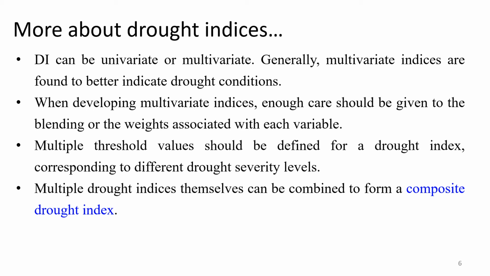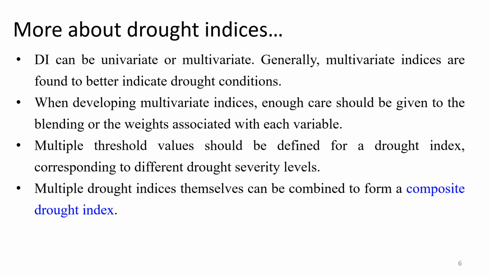So we need to have multiple thresholds corresponding to multiple drought severity levels, and say, okay, drought has worsened from this state to this state. We have to give more relief measures to the people, or drought has become a little bit better from the worst state, say -3 to -2. So this is slightly becoming better, so we can start reducing the relief measures. Like that, government will decide. So we should define multiple threshold values for a drought index corresponding to different drought severity levels.